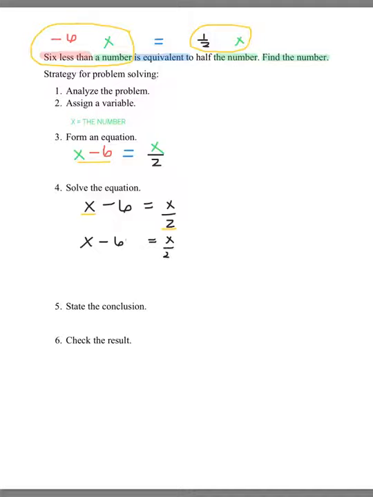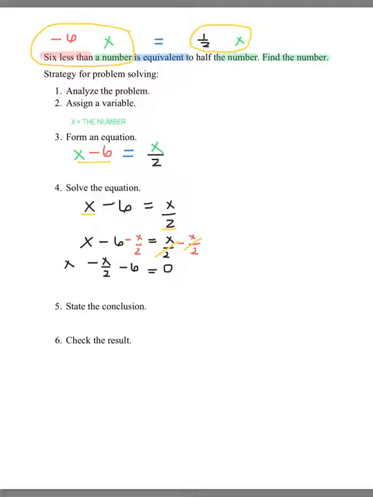So subtracting x over 2 from both sides, we end up with 0 on the right because we're going to have an x minus 2 minus an x minus 2. So it's going to leave us with a 0. Then I'm just going to rearrange the order to get the x's close to one another. So we have a positive x, and then we have an x over 2. Then we have a minus 6.